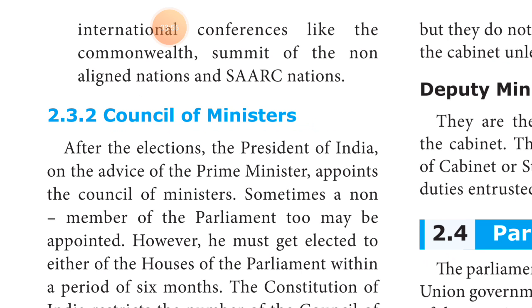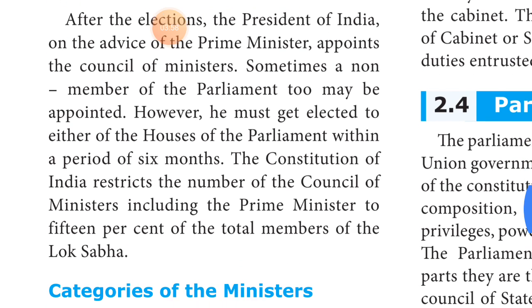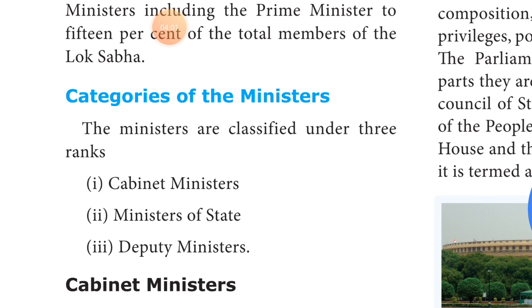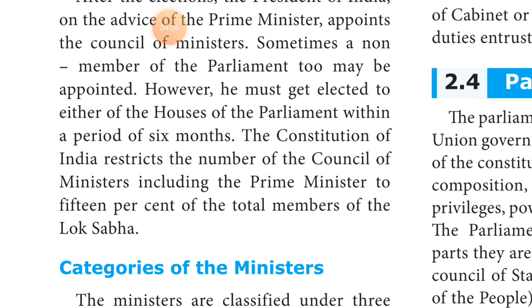The ministers are categorized into three categories: Cabinet Minister, Minister of State, and Deputy Ministers. The term of the ministers is 5 years. Some ministers who have not contested any election are directly appointed as ministers, but within 6 months they must get elected as a member of the Lok Sabha. That is very, very important.